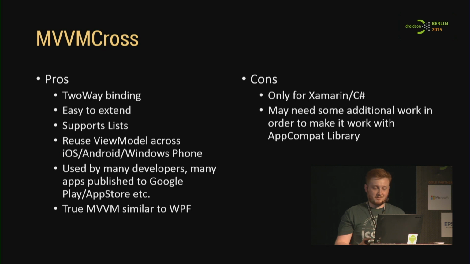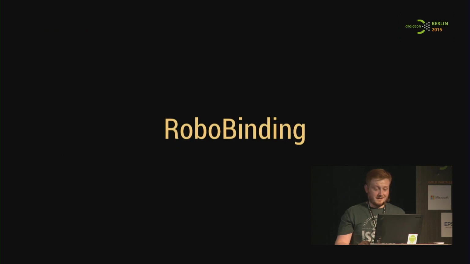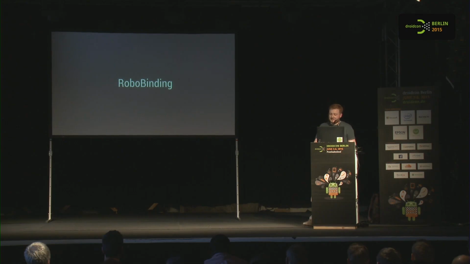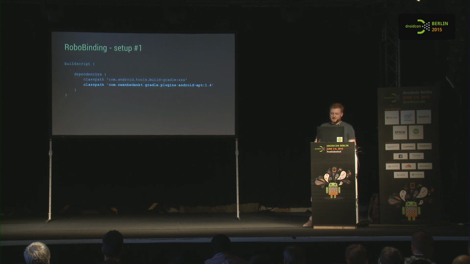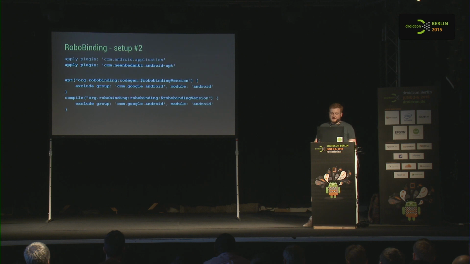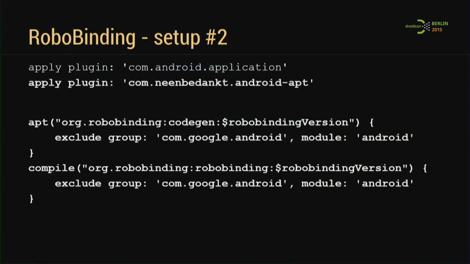Okay, so now we are switching to Java again. And now I will talk about RoboBinding. Anyone heard about it? Okay. So I think that this is probably the most mature MVVM framework for Android. It's written in Java, and it can be easily used with Gradle. When we want to use it, we need to add the Android APT plugin to our Gradle, and then just add some dependencies for RoboBinding.